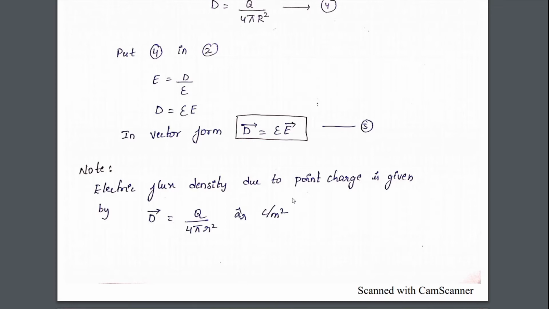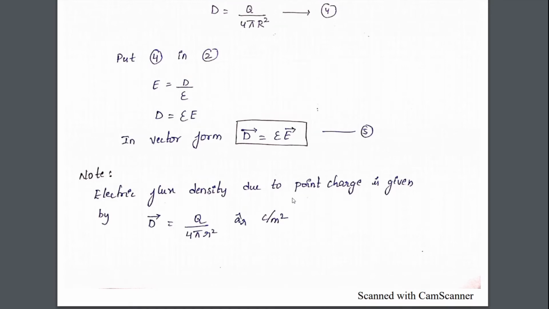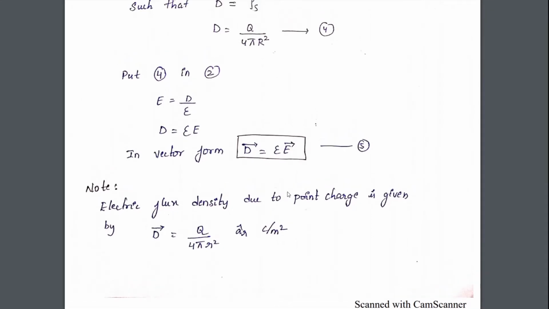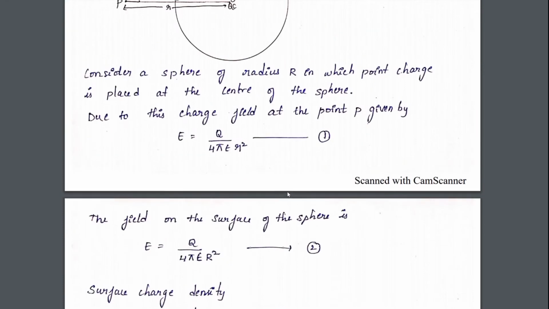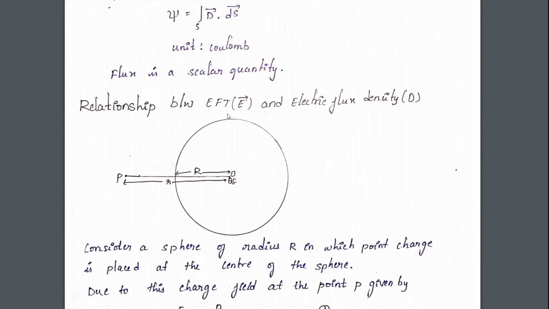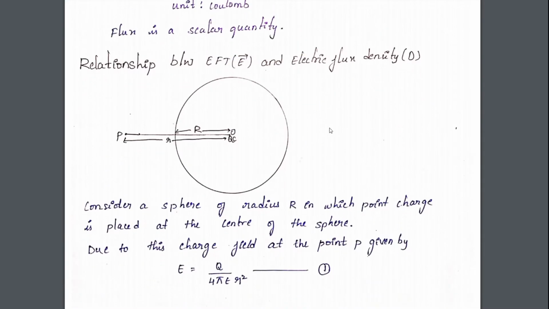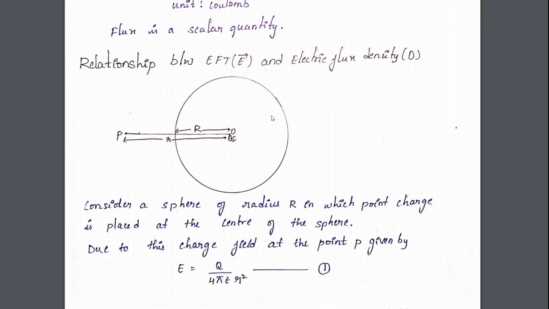Understood? So once again I'll repeat here. What we are calculating here is how the field intensity and flux density are related to each other. In order to derive this, we are considering the sphere in which a charge of q coulombs is placed at its center and the radius of the sphere is taken as r.